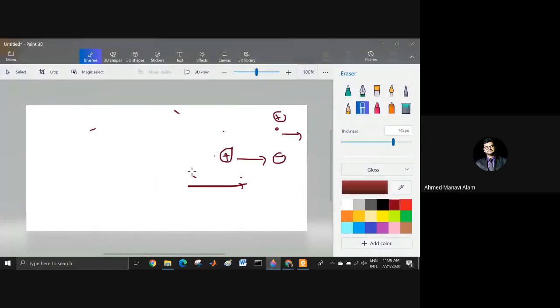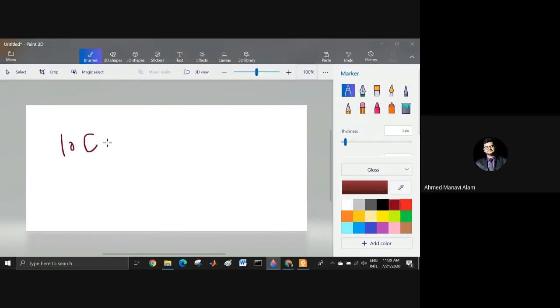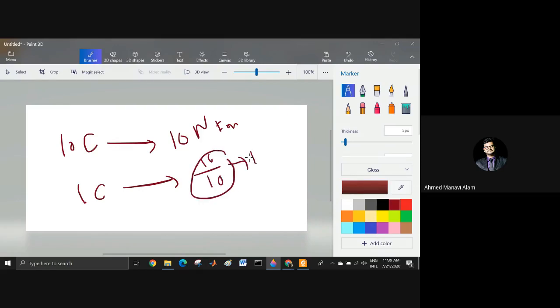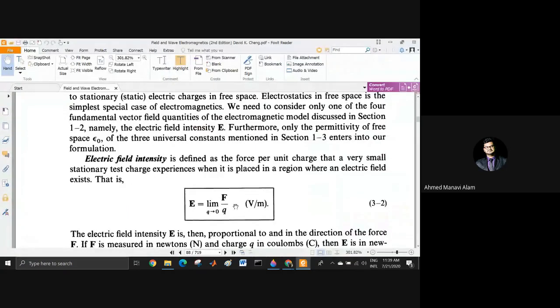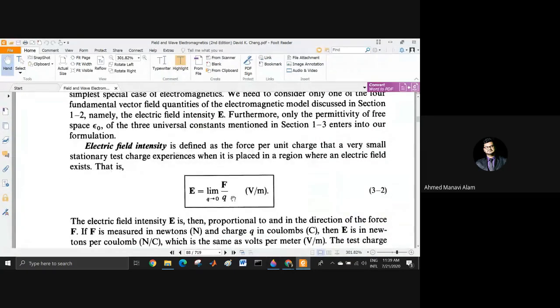Suppose 10 coulomb of charge is experiencing 10 newton of force, then 1 coulomb of charge is experiencing what? 10 by 10. This term is known as the electric field. Unit charge, the amount of force that it is facing. The unit you can write is newton per coulomb or volt per meter. Both you can write, newton per coulomb or volt per meter.